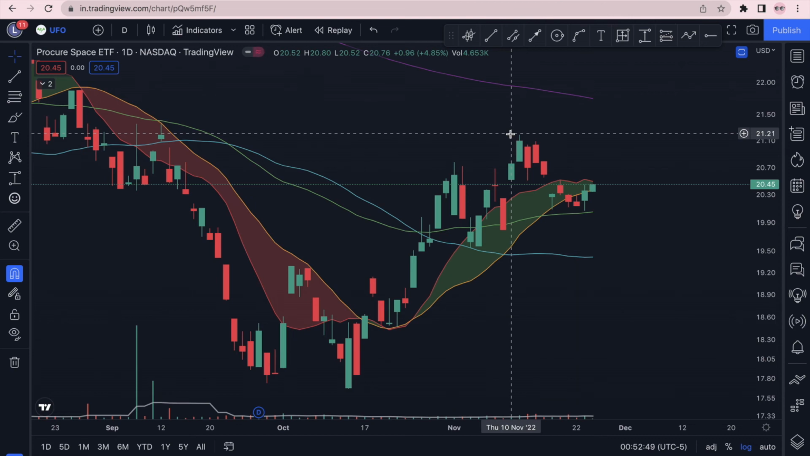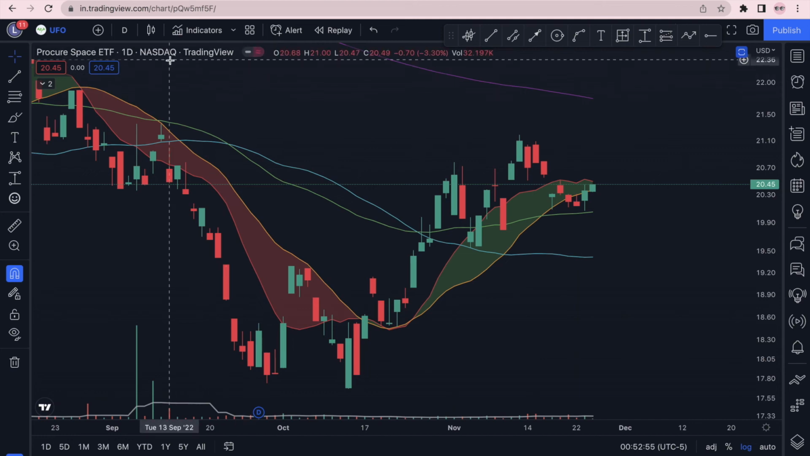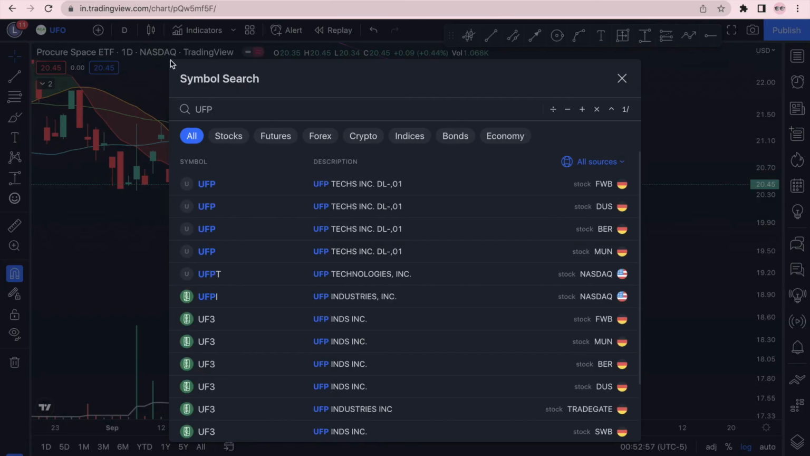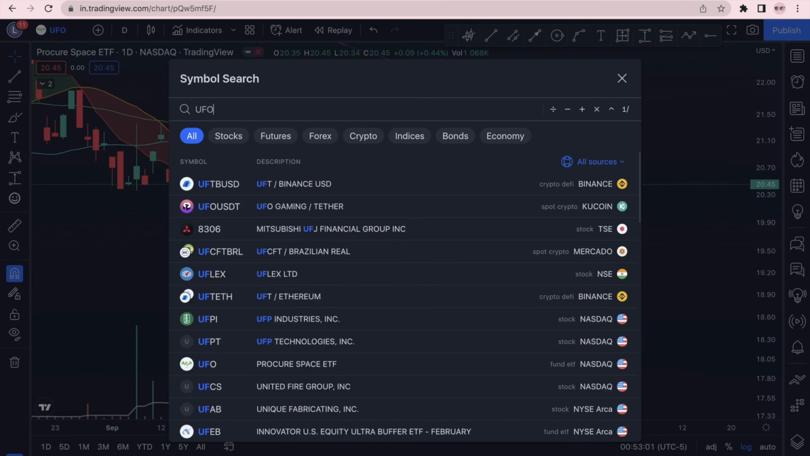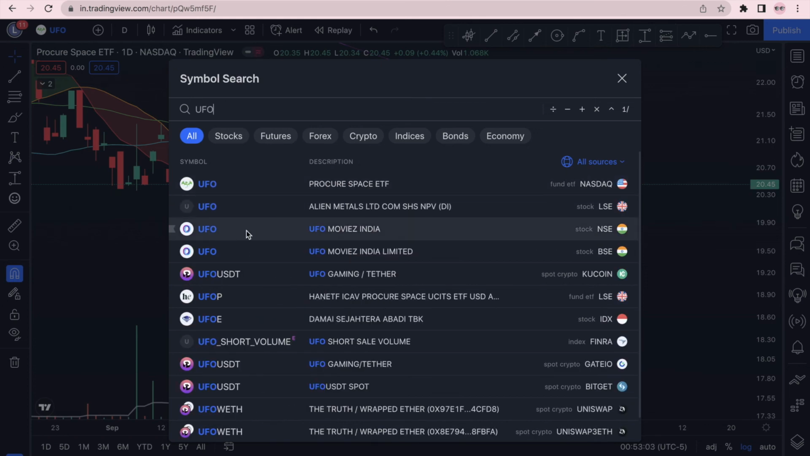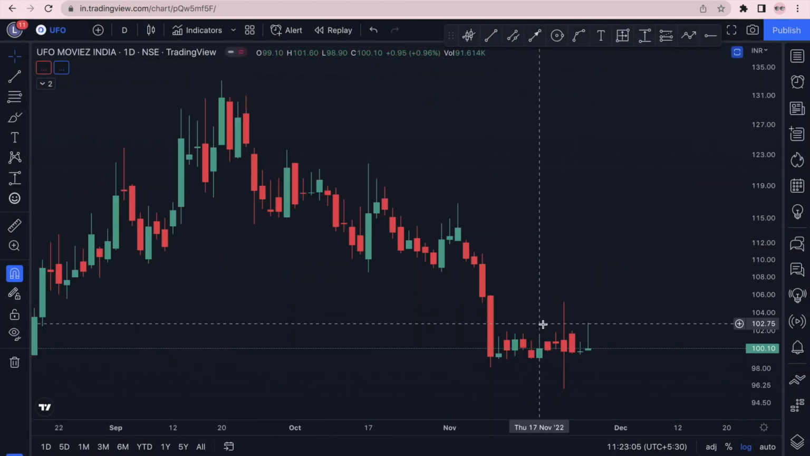I don't know why this, okay, this is from Nasdaq, so probably the UFO name was the same. Okay, let's see, what's this UFO? UFO Movies India, this is actually, see.